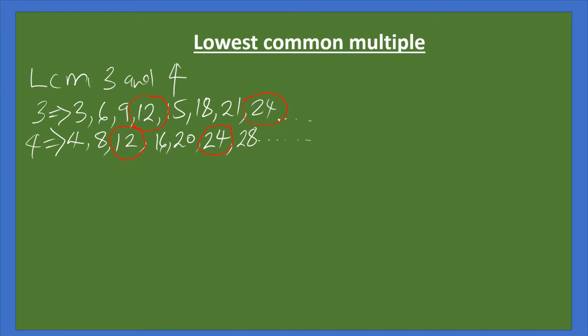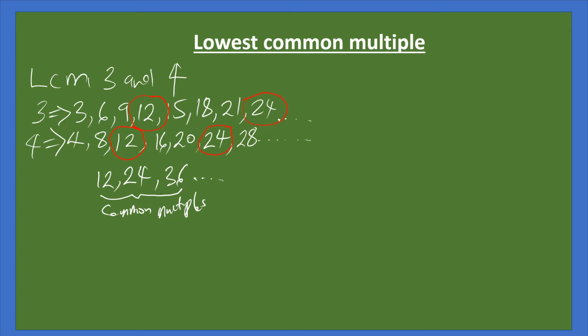Now, what do we call these numbers? These numbers are called common multiples. These 12, 24, and so on. Maybe the next one can be 36, and so on and so forth. These numbers you see here, these 12, 24, 36, are called common multiples of 3 and 4, because you can see them in the multiples of 3 and 4.